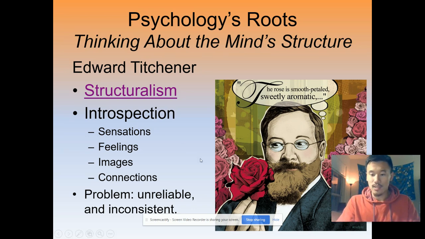However, there's one problem with this idea, and it's that people are extremely inconsistent. What I see when I look at a rose might be different from what somebody else sees. And so recording all these introspections doesn't really tell us about how the mind works. It just tells us about how that one person's mind works. So unreliable and inconsistent means not scientific. You can't do something scientific with something that's unreliable.